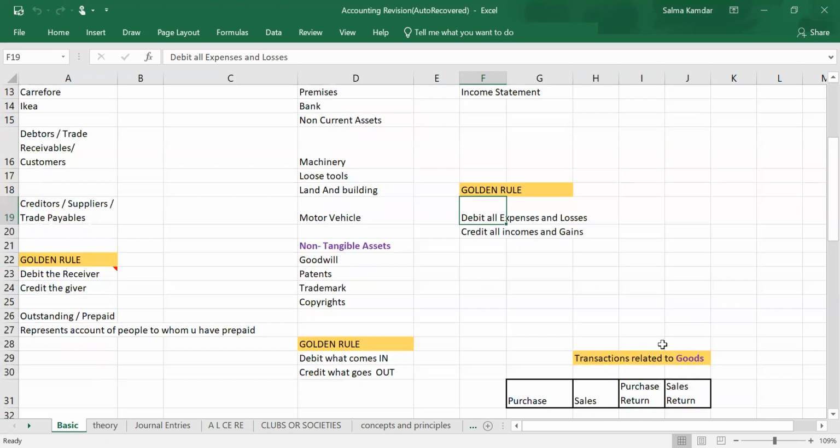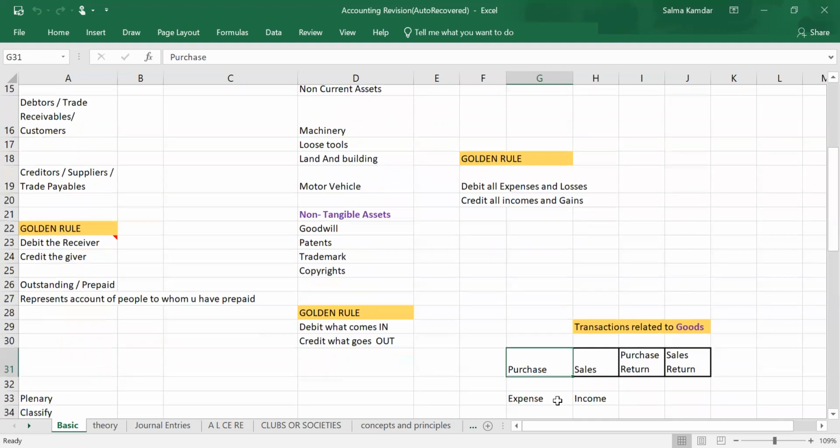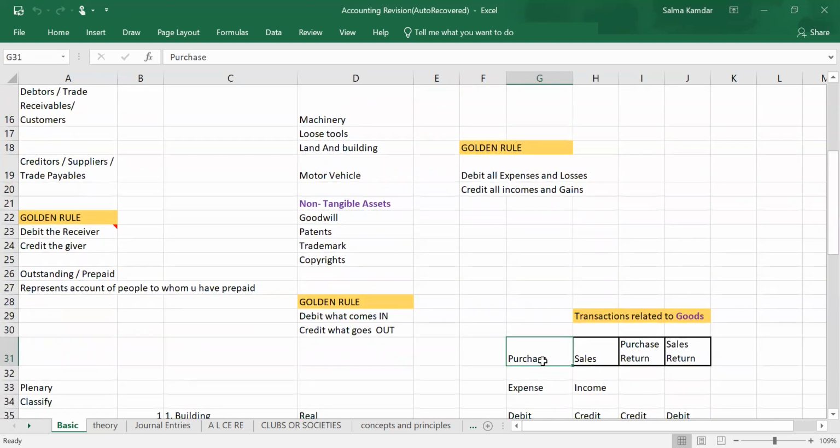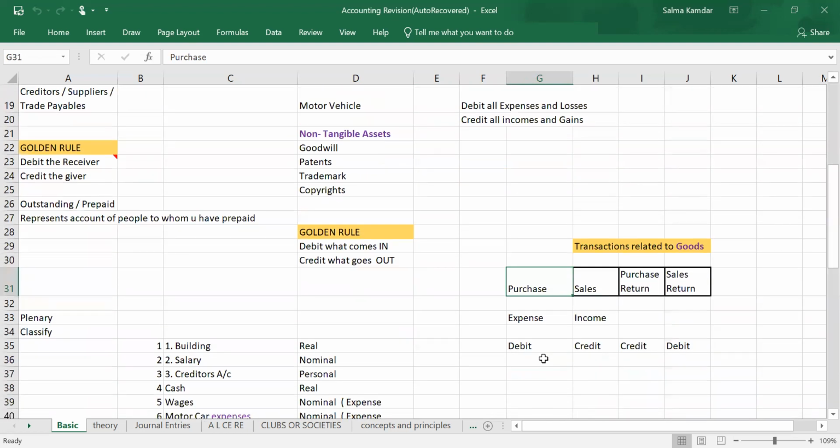Okay. Whenever the word goods is involved, we use four things. What are the four words that we use for transactions related to goods? Purchase, sales, purchase return, sales return. So, can somebody give me the journal entry for cash purchases? Purchase debit, cash credit.